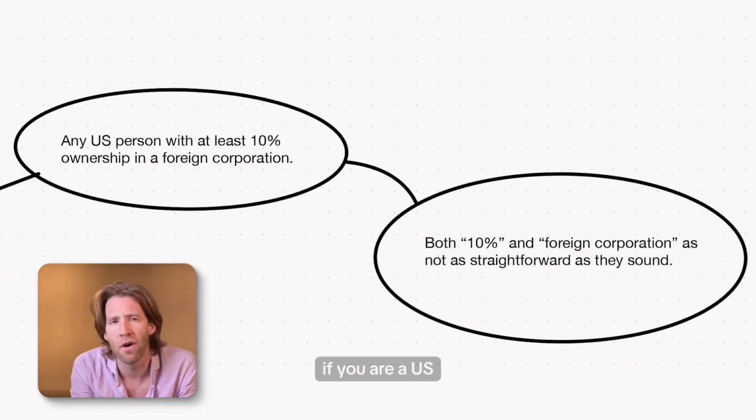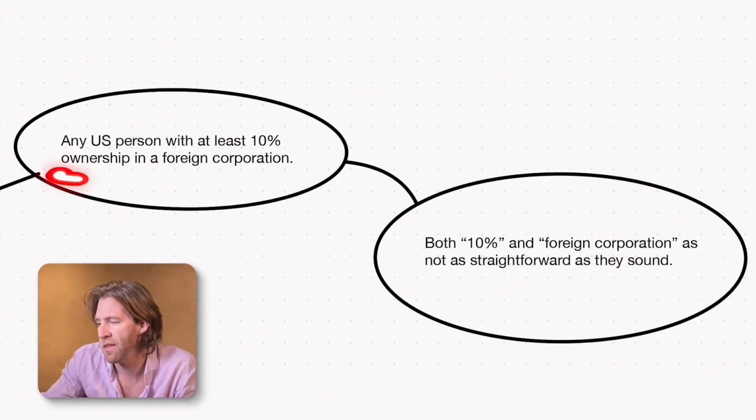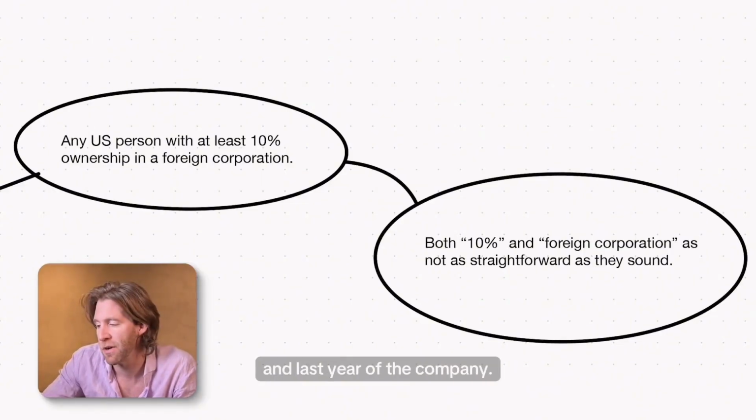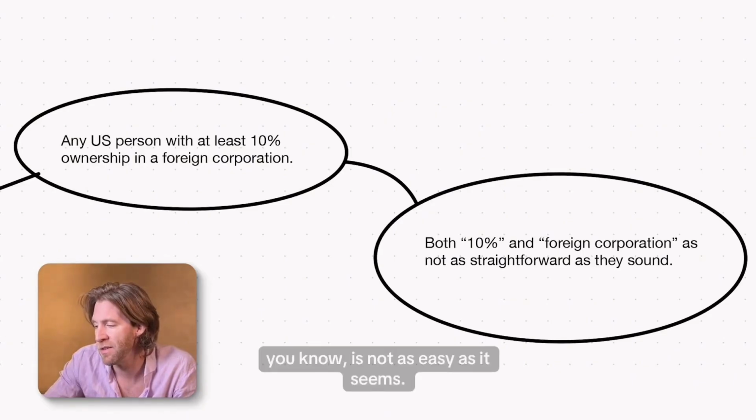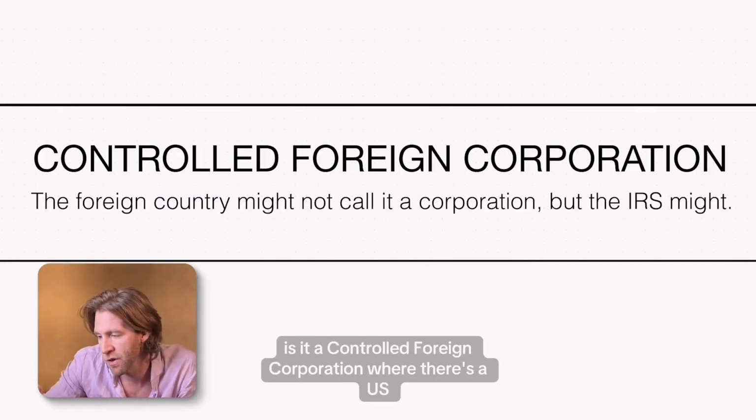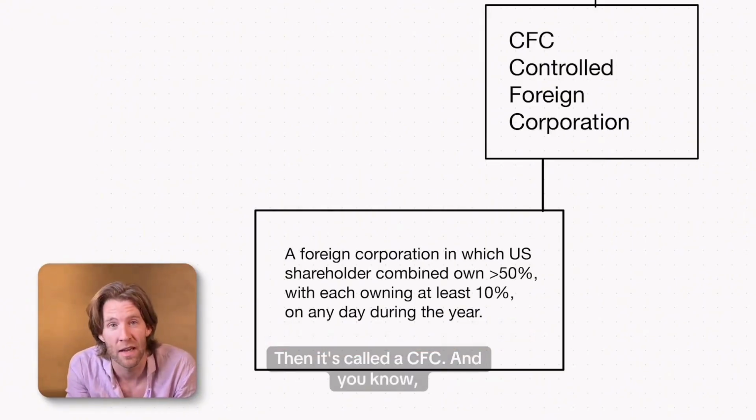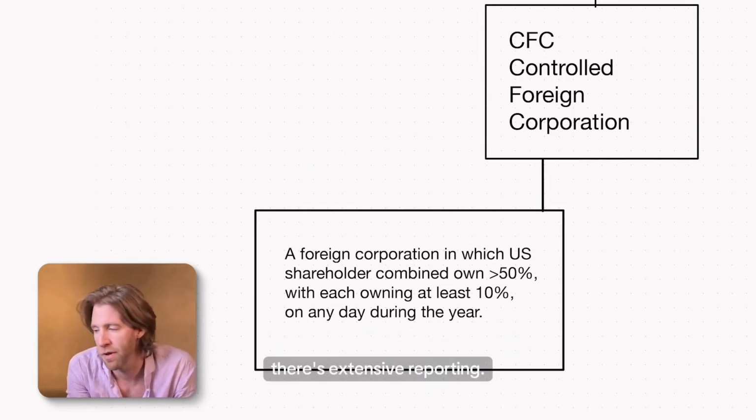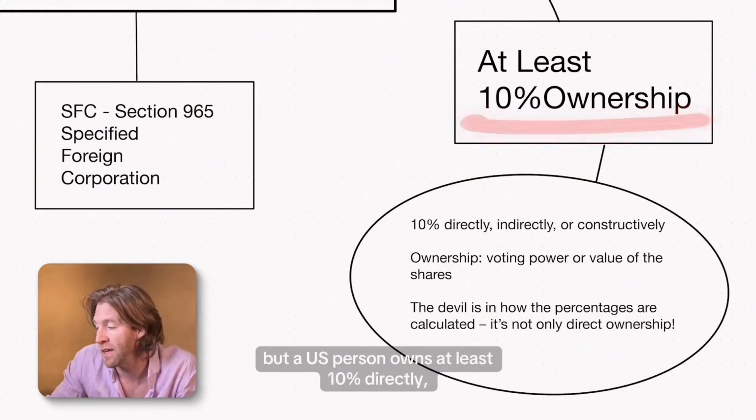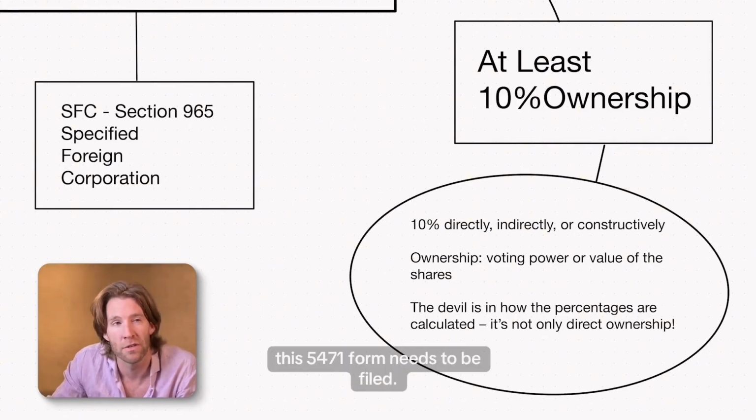So again, if you are a U.S. person and you own at least 10% of a foreign corporation, then you have to file this form at least the first and last year of the company. And again, this is not as easy as it seems. The first question: if it's a controlled foreign corporation, where U.S. shareholders own more than 50%, then it's called a CFC, and there's extensive reporting. If it's not a controlled foreign corporation, but a U.S. person owns at least 10%, directly, indirectly, or constructively, then again, this 5471 form needs to be filed.